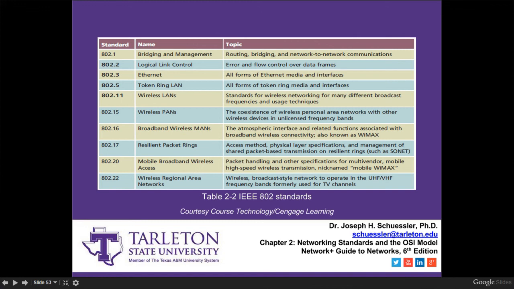So again, here's a nice little table to break some of those down. It's important to have a general idea on most of these, but the ones you really want to focus on, particularly for test purposes, are 802.11 and 802.3.